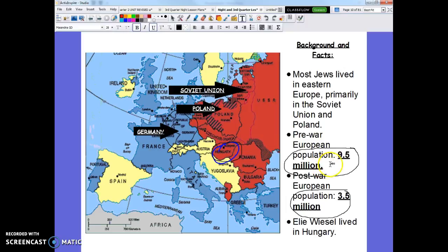The population before the war was 9.5 million Jews, and then after the war, there was only 3.5 million Jews. So over 6 million Jews were terminated through World War II, specifically in the Holocaust. And I circled Hungary here because this is where Elie Wiesel lives in his book, and you can see, throughout his journey, he references Budapest, which is right here, and Sziget is close, which is his hometown, and then he migrates through all these different places to different concentration camps.